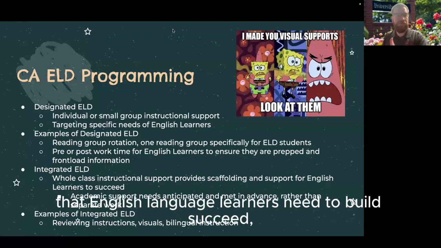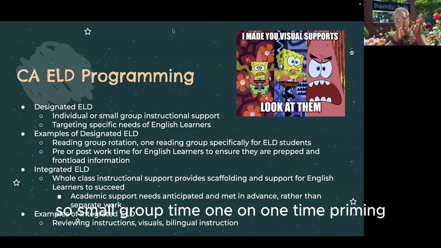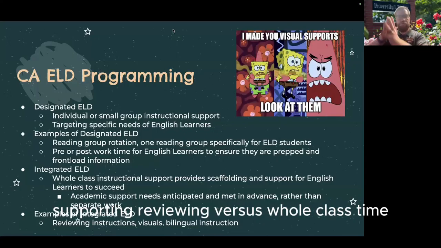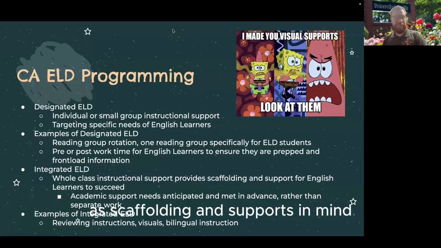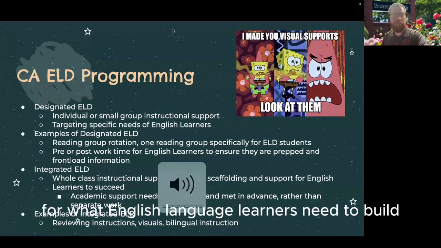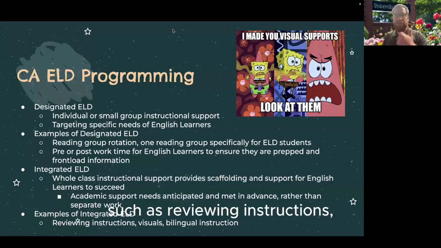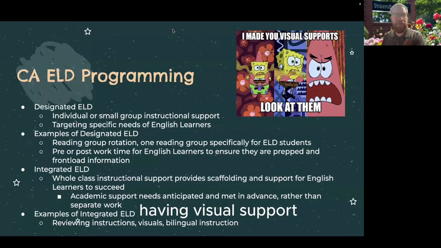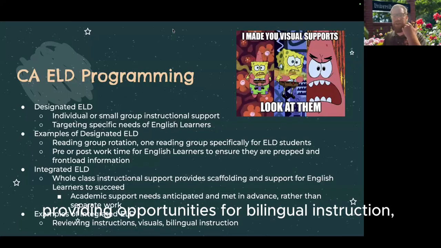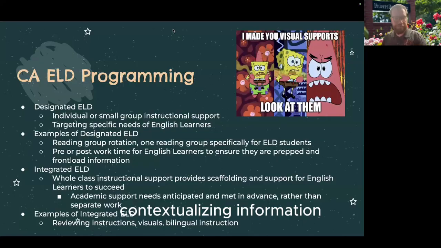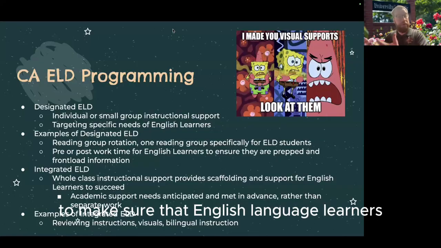Whereas integrated English language development is when whole class instruction is provided while also being mindful of the support that English language learners need to be able to succeed. So small group time, one-on-one time, priming, supporting, and reviewing, versus whole class time, which has scaffolding and supports in mind for what English language learners need to succeed, such as reviewing instructions, having visual support, providing opportunities for bilingual instruction, and contextualizing information to make sure that English language learners are not left behind.